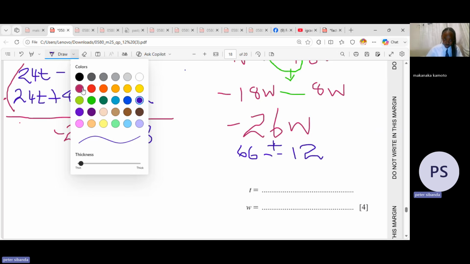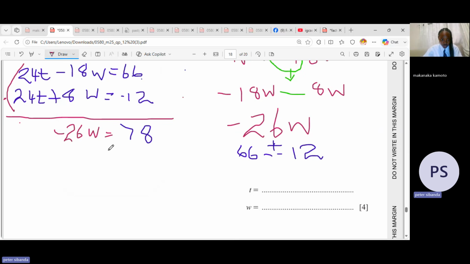How do I get it? How do I solve this simple equation? We're going to divide both sides by negative 26. Good. Negative 26 this side, negative 26 this side. We don't have a calculator, remember? So let's not use it. Now this is going to cancel out and we have W is equal to 78 divided by 26.